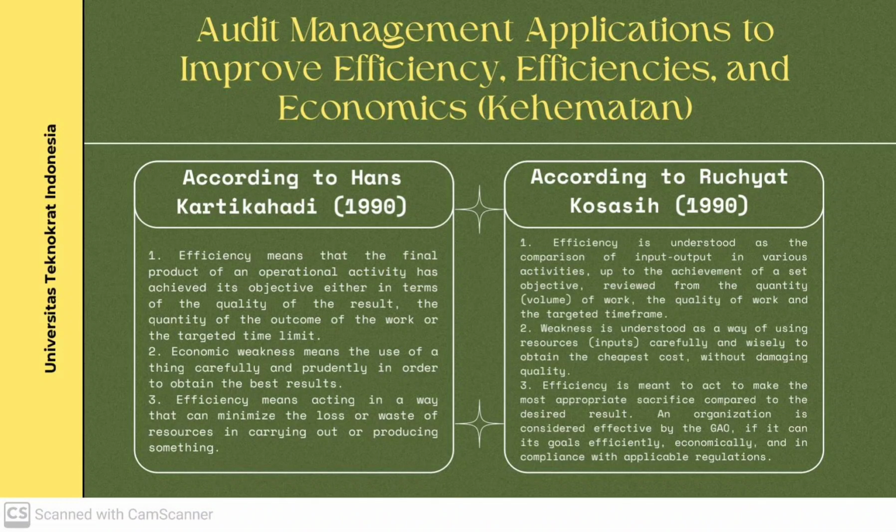Audit management applications to improve efficiency, effectiveness, and economics. According to Hans Kardakahati 1990, 1. Effectiveness means that the final product of an operational activity has achieved its objective either in terms of the quality of the result, the quantity of the outcome of the work, or the targeted time limit. 2. Economic means the use of a thing carefully and prudently in order to obtain the best results.